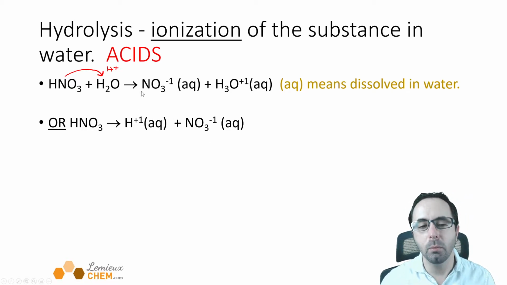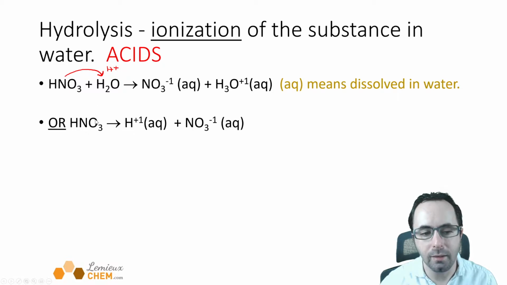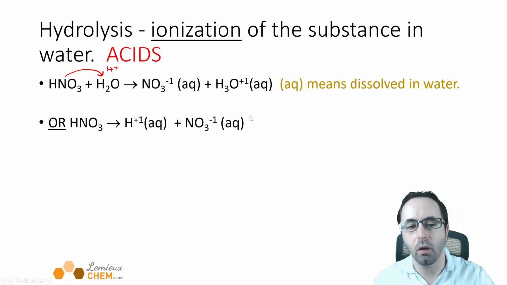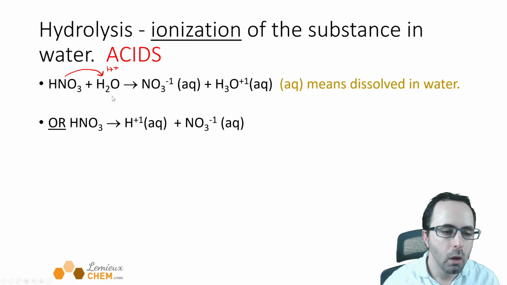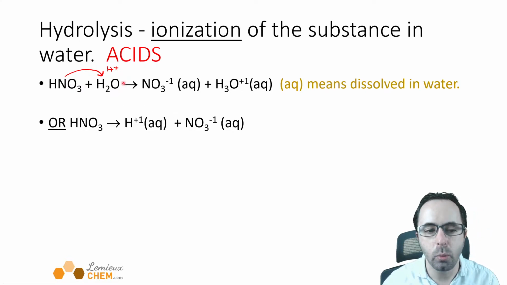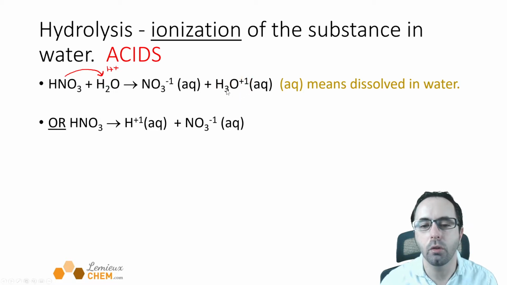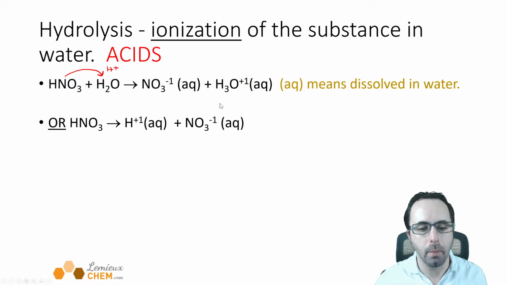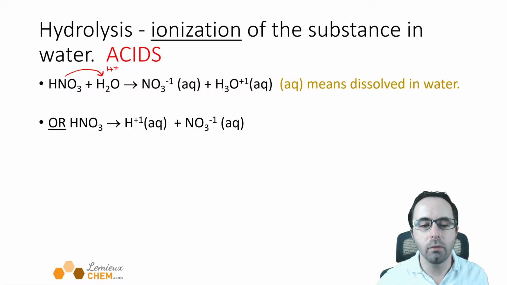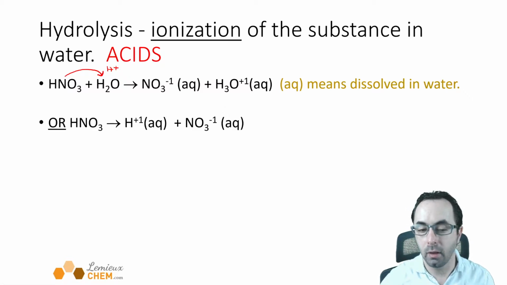And so the difference between these two ways of writing it is here we're showing just the H+1 ion separating from the nitrate ion. So you have these two ions, aqueous, dissolved in water. Whereas in the top version, we include the water and show that the H+ is attaching itself to the water to make a hydronium ion. But either of these ways is okay to write an acid hydrolysis.